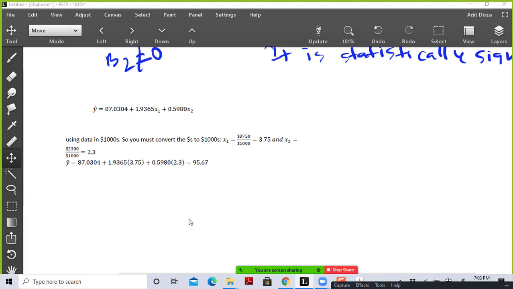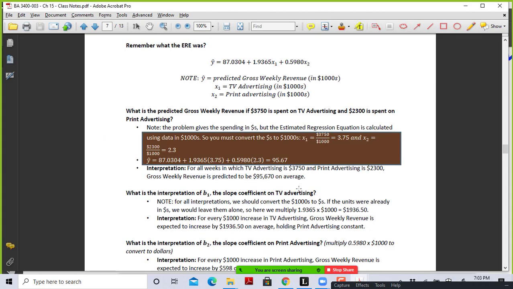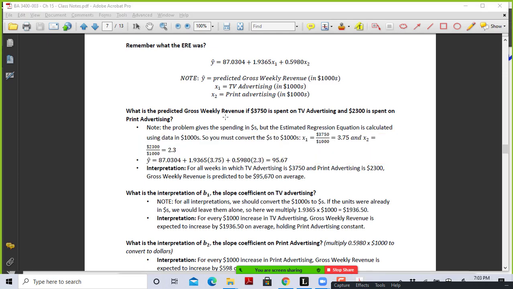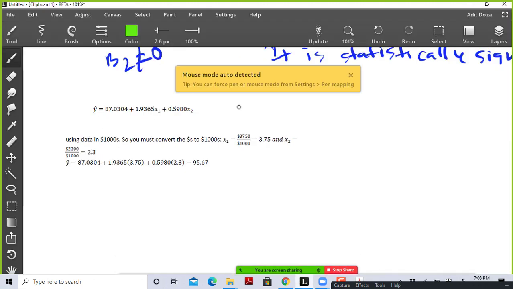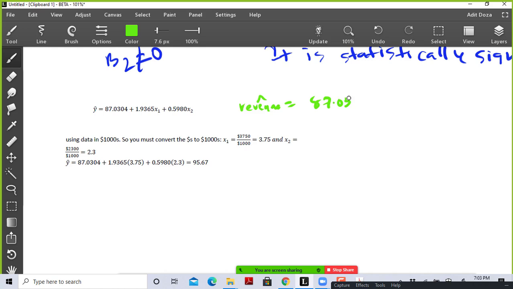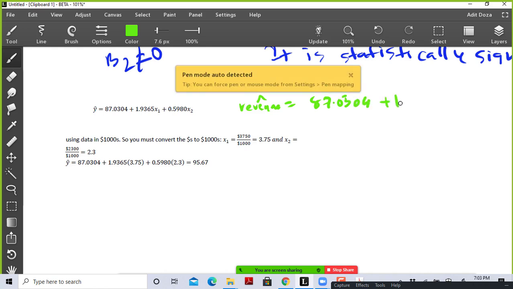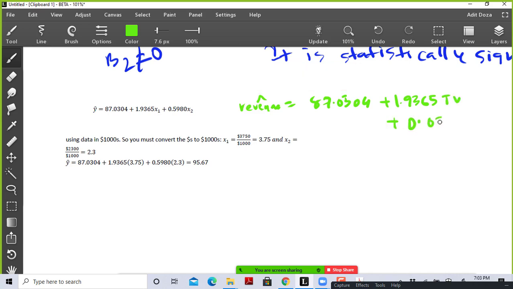Okay, so let's say I give you this model, right? And let's look at this question. Revenue is dependent on TV advertisement and print advertisement. So revenue equals 87.0304 plus TV advertisement and 0.5980, let's say, print advertisement.